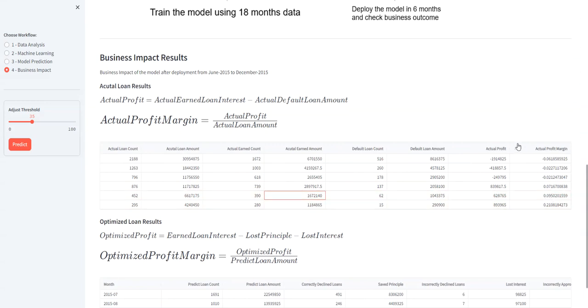You can see if you don't do anything, just approve everything, just do as it is, right? A traditional rule-based model, you are going to have lots of negative profit, or bad profit, for your bank.